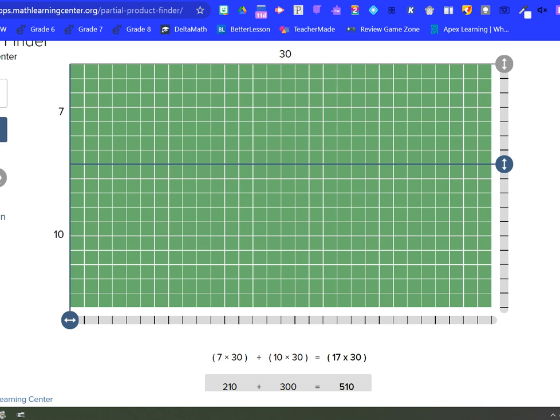All right, go ahead and try the last two problems on your own. The first one is 8 times 47, and the next one is 13 times 22. And check with a friend, make sure you have the correct answer.